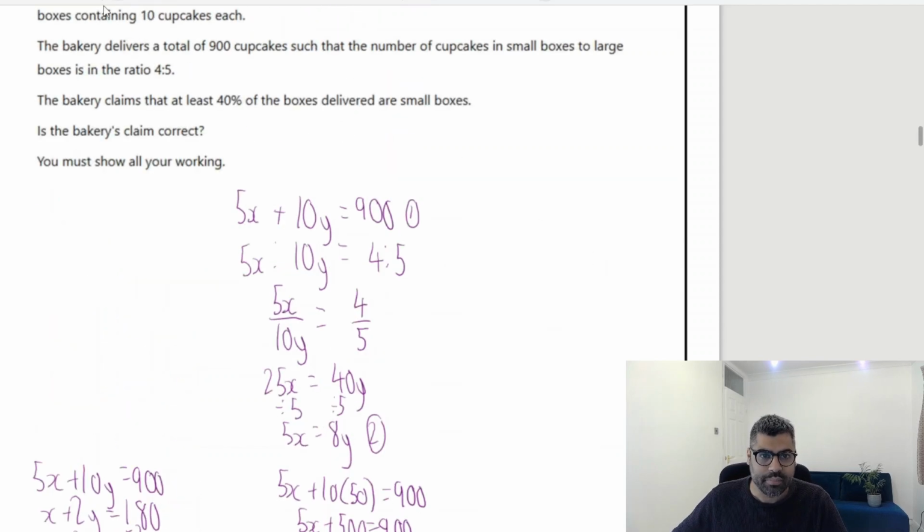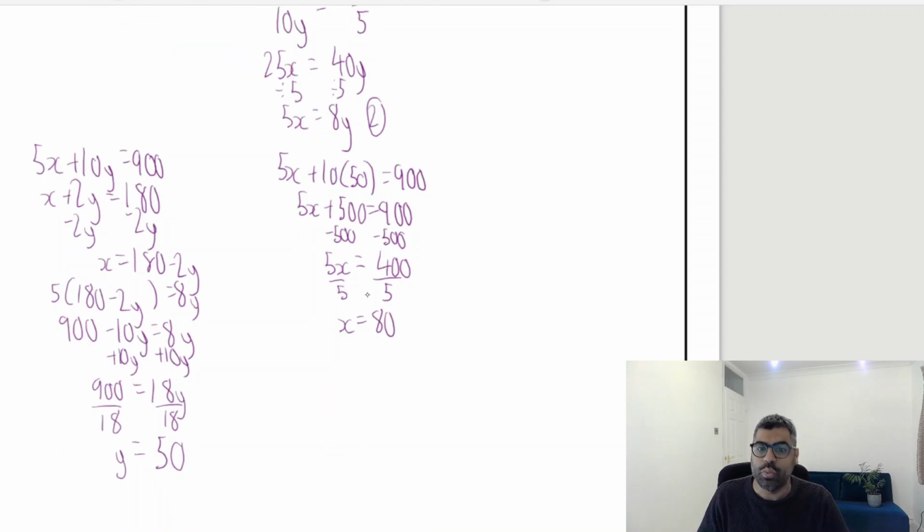Our question says the bakery claims that at least 40% of the boxes delivered are small boxes. So all we need to do is 80 over the 130 boxes we have in total, and let's see what percentage that gives us. Rounding it gives us 62%. The bakery's claim is correct, as 62% of boxes are small, which is larger than the 40%.